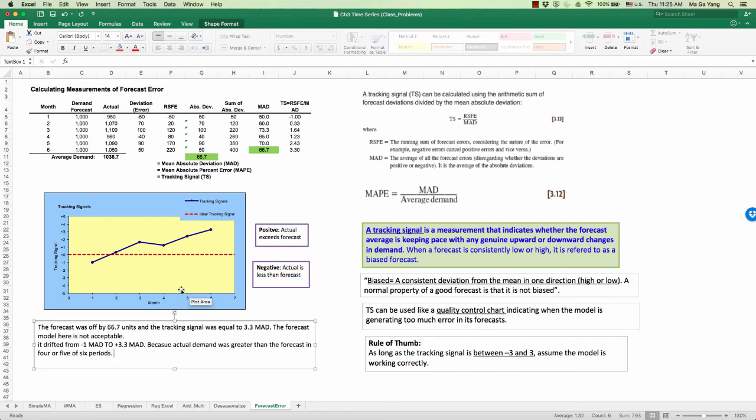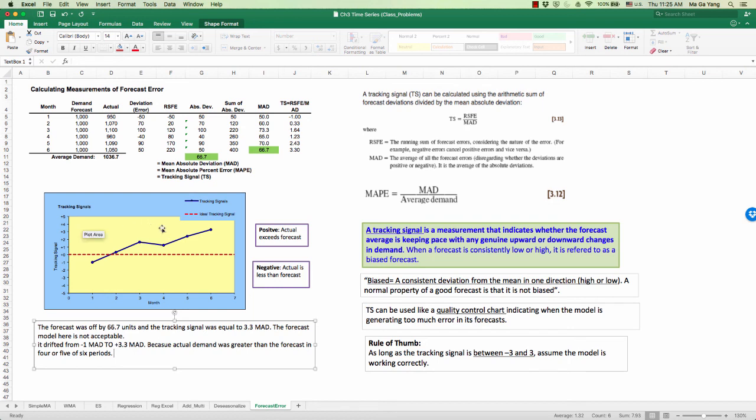Okay, so based on the tracking signal here, we found we may need to revisit the forecast method because of the under forecasted, biased forecast. We can revisit it. Okay, that's the value of the tracking signal.